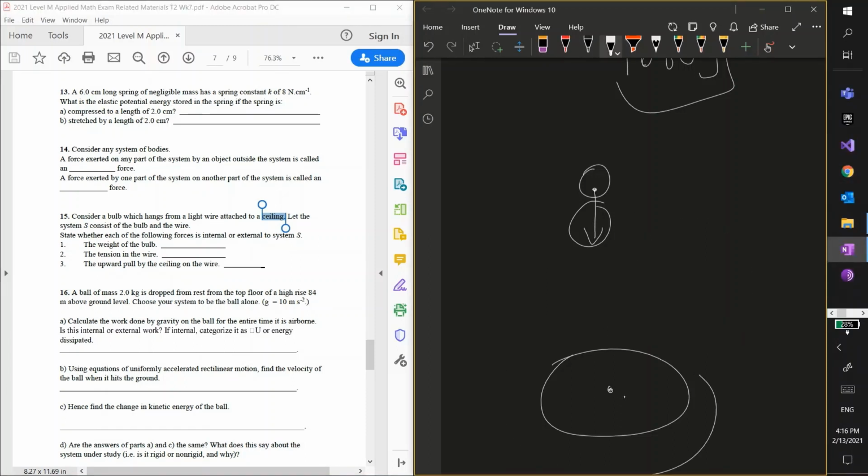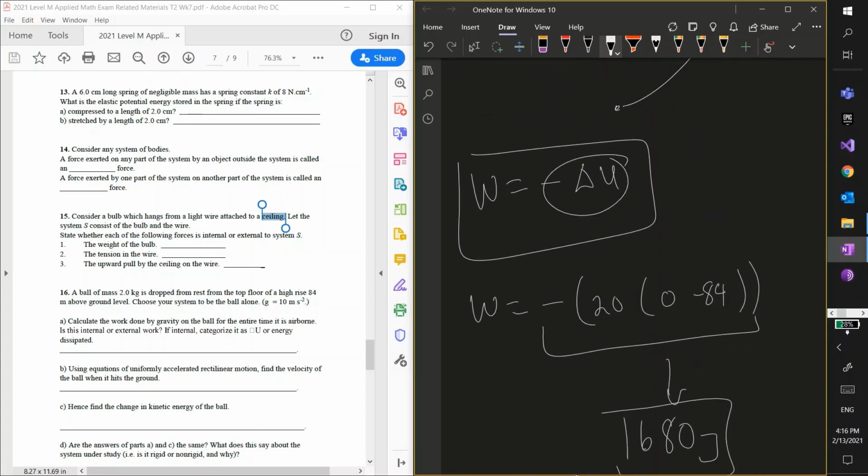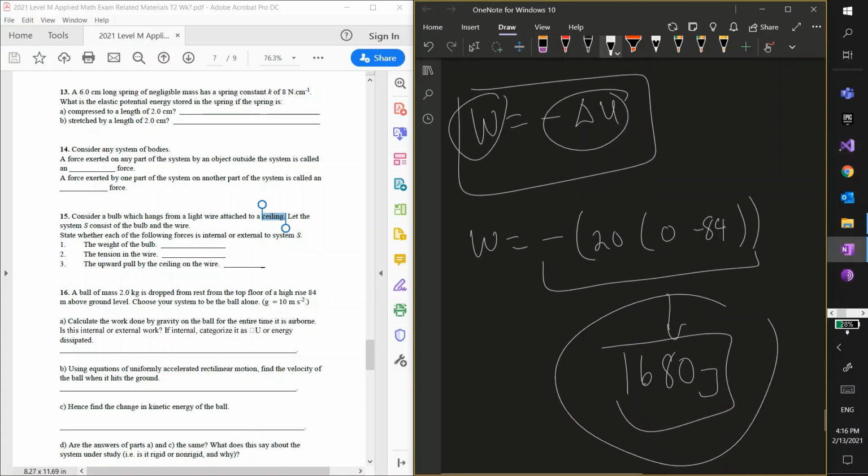In other words, your earth is external. If your earth is external, then any force done by earth on the ball is also external. Thus, gravity is an external force. If gravity is external, then the work done by gravity, which is gravitational potential energy, is external. So your W here is external.